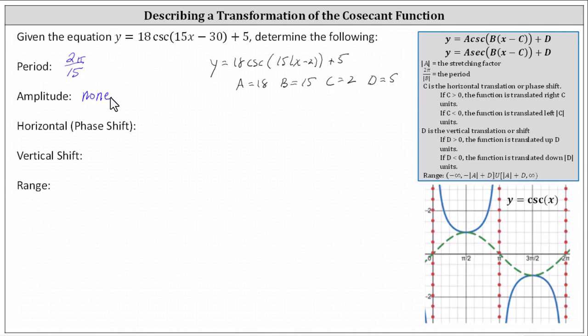The horizontal shift or phase shift is determined by c. Because c is positive 2, the function is translated right 2 units. The vertical shift is determined by d. Because d is positive 5, the function is translated up 5 units.